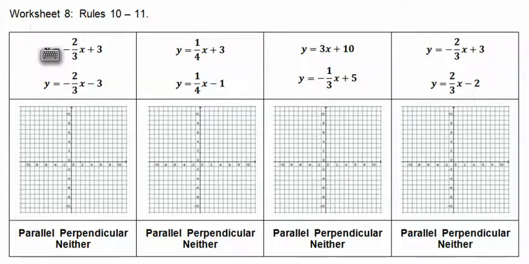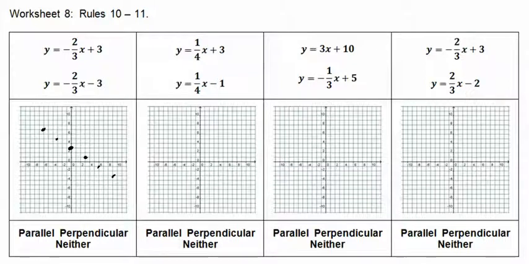Y equals negative 2/3 x plus 3. So we start at the plus 3, and we do a slope of down 2 over 3. Down 2 over 1, 2, 3. Down 2 over 1, 2, 3. And we could take this pattern back the other way to get our line nice and straight. I'm going to go ahead and just leave them as dots right now, but you can connect it as a line.